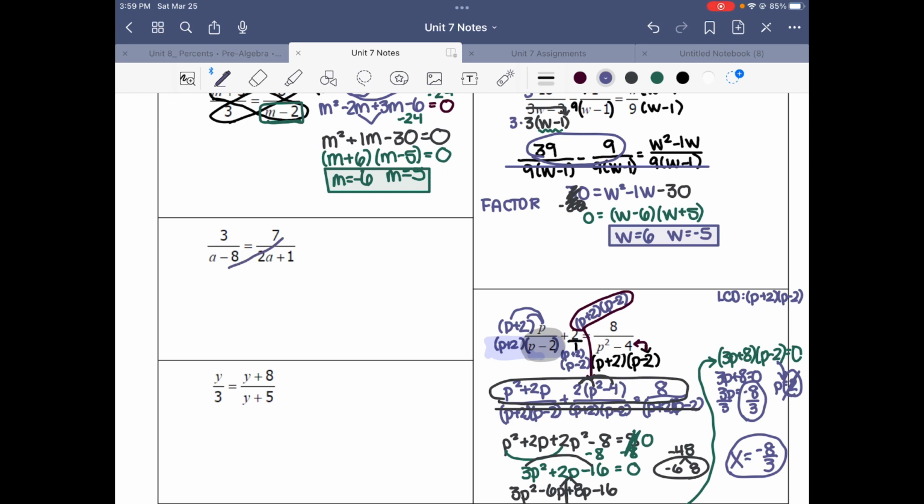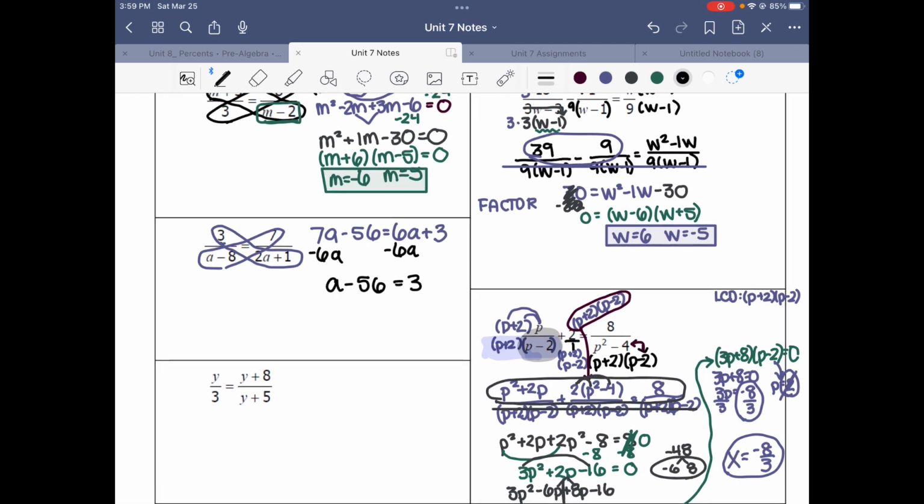Okay, continuing on. 7 times a minus 8 is 7a minus 56. 3 times 2a plus 1 is 6a plus 3. Then, because there is not an a squared, I'm going to subtract the a's to the same side. A minus 56 equals 3. Add the 56 to the other side. A equals 59. I don't have to factor, so I wanted everything on opposite sides. And there we have it.